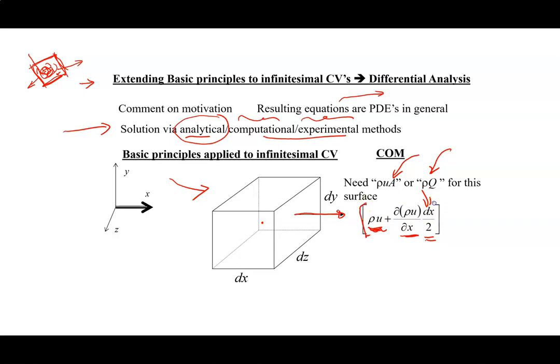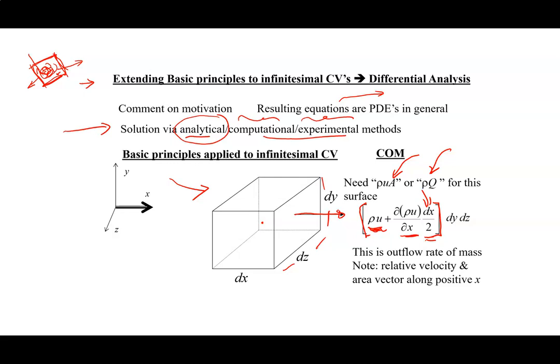Once I have the value of rho U at the right face, I need to multiply that by the area of the right face, which is evident from this diagram. It's simply dy times dz. Same idea. This is the outflow rate of mass, and let's look at the inflow rate. The inflow occurs on the left end of the domain. Same principles as before, except the distance I go from the center to the left face is negative dx over 2, and that explains this negative sign over here.